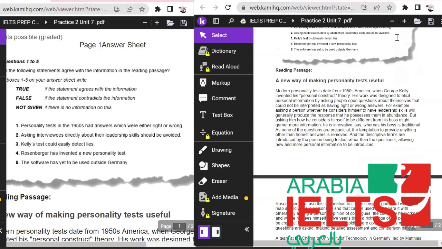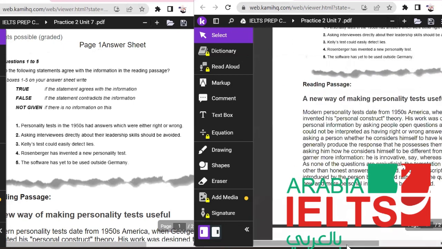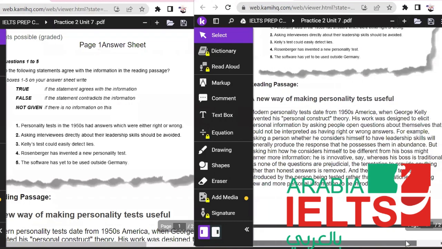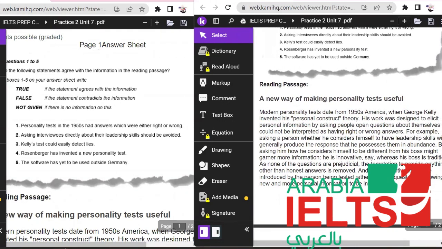All right, let's jump into the practice part. Of course, in that preparation time, you should have read your statements very well and selected your keywords. Then we're going to scan for words. The first one says, personality tests in the 1950s had answers which were either right or wrong.